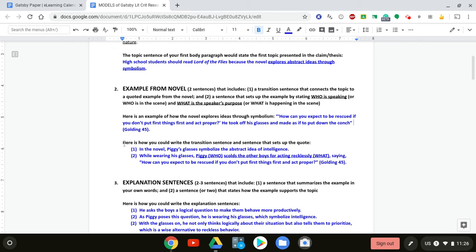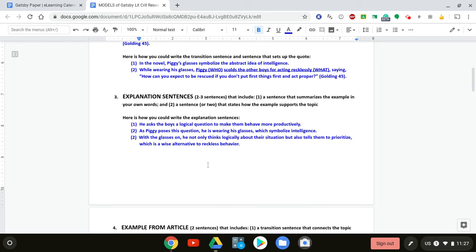And then here are the transition sentences that set up the quote. In the novel, Piggy's glasses symbolize the abstract idea of intelligence. While wearing his glasses, Piggy, that's the who, scolds the other boys for acting recklessly, that's the what, saying, and then you have the quote.